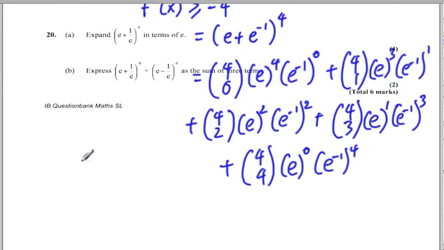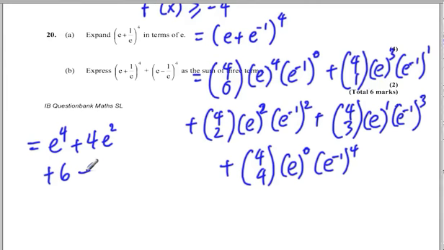Okay, so what that is equal to: the first term, this is 1, this is going to be 1, and this is e to the 4, so this is simply e to the 4. This is going to be 4, this is e to the negative 1, so 3 plus negative 1 gives 4e squared. This one is going to be plus 6, because 4 choose 2 is 6. This is e squared, and this is e to the negative 2, so 2 plus negative 2 is 0, so it's just going to be 6.